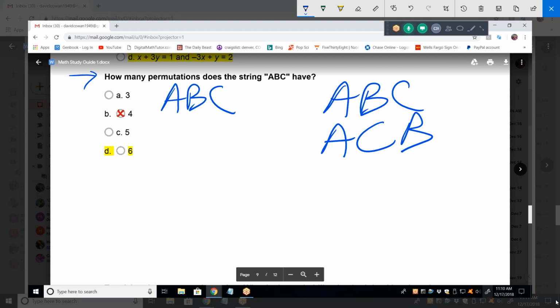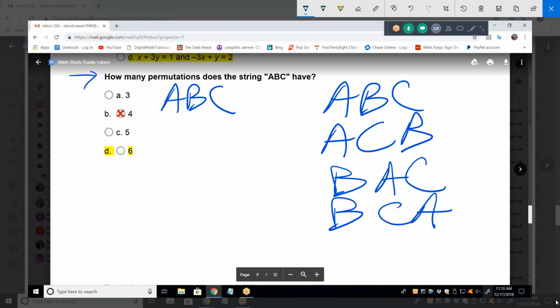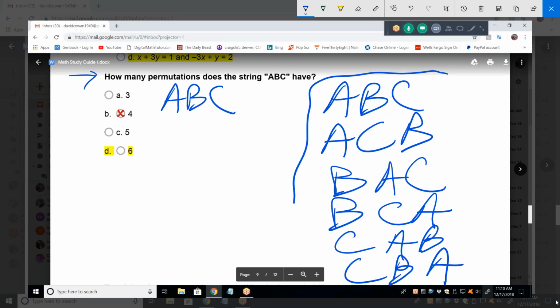That's the only two ways I can start with A. Let's start with B. I got B, A, C, and I got B, C, A. Those are all different. It's the only two ways I can start with B. Let's start with C. I got C, A, B, and C, B, A. That is 6 ways to write the letters A, B, C that are all different.